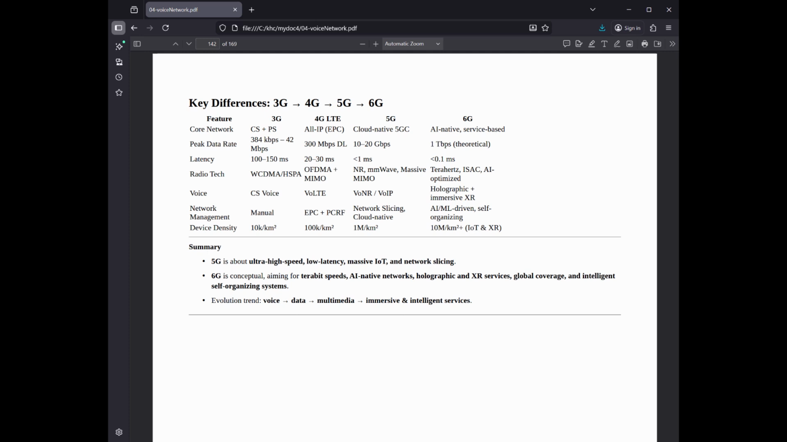Summary: 5G is about ultra-high speed, low latency, massive IoT, and network slicing. 6G is conceptual, aiming for terabit speeds, AI-native networks, holographic and XR services, global coverage, and intelligent self-organizing systems. Evolution trend: voice, then data, then multimedia, then immersive and intelligent services.